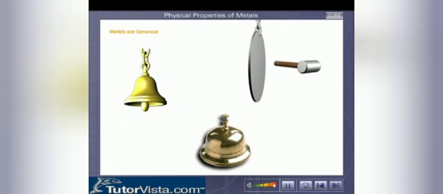Metals are sonorous. Sonorous refers to a loud, full or deep resonant sound often produced by metals when struck. Many metals, when struck, produce a specific ringing sound. Due to this, they are used to make bells and gongs.